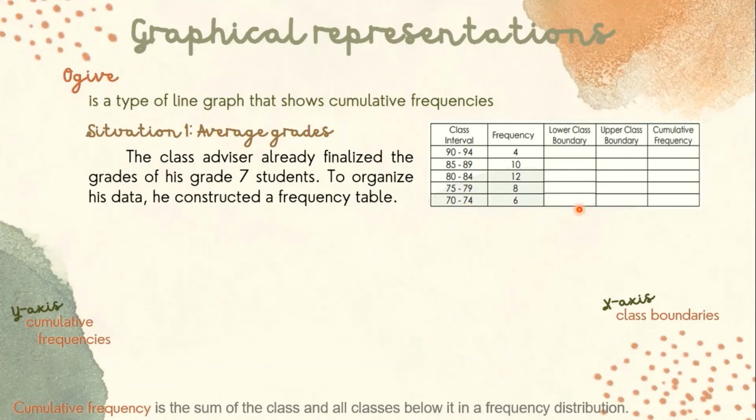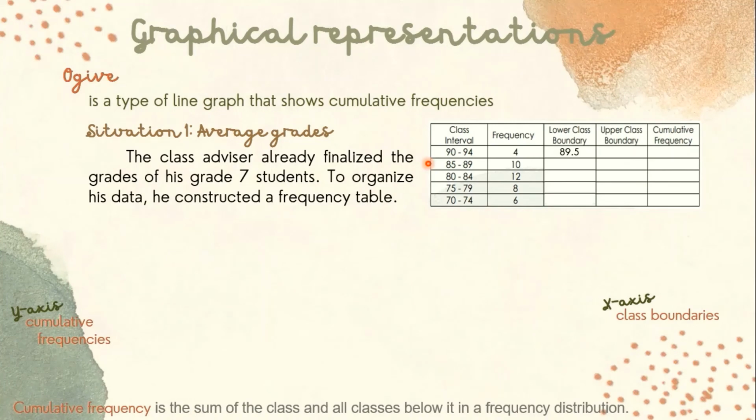So for lower class boundary, para makuha natin ito, we need to subtract 0.5 in each lower class limit per class interval. Kaya magsimula tayo dito sa class interval na 90 to 94. Ang ating lower class limit ay 90. Subtract tayo ng 0.5. Ang ating lower class boundary ay 89.5.